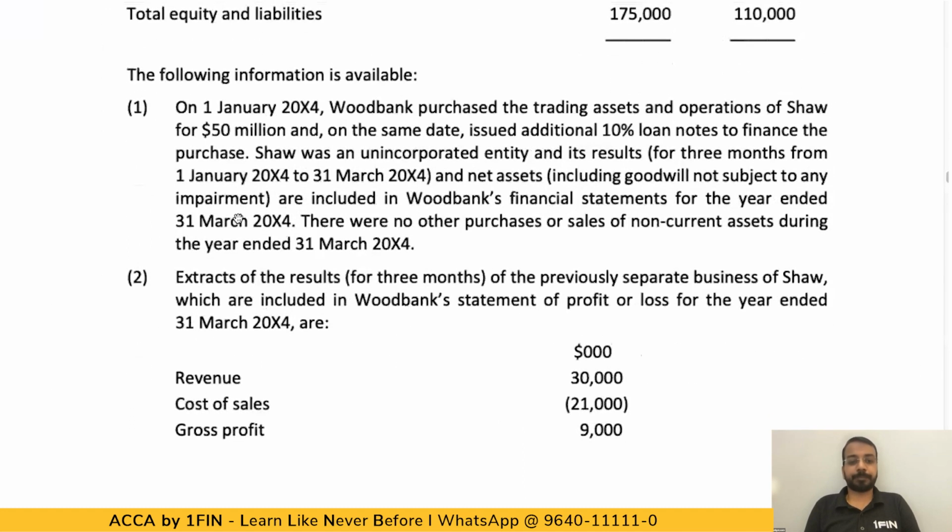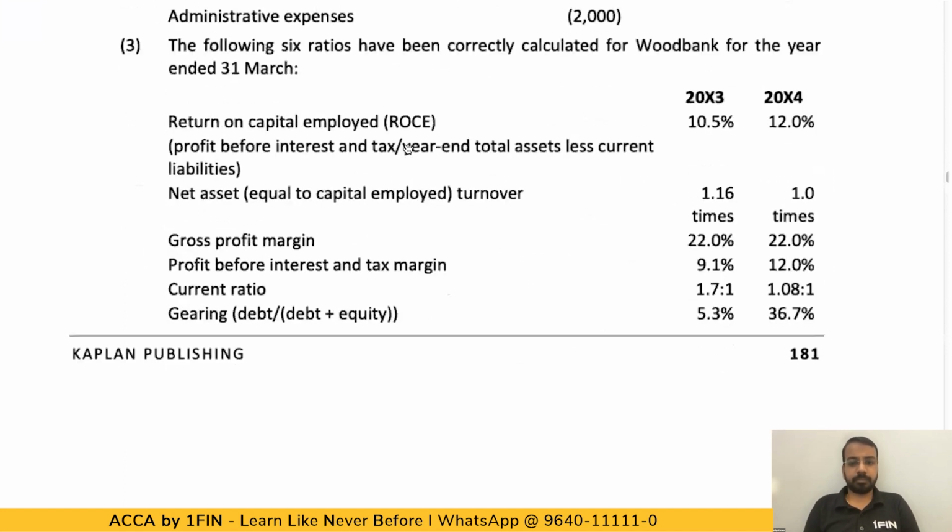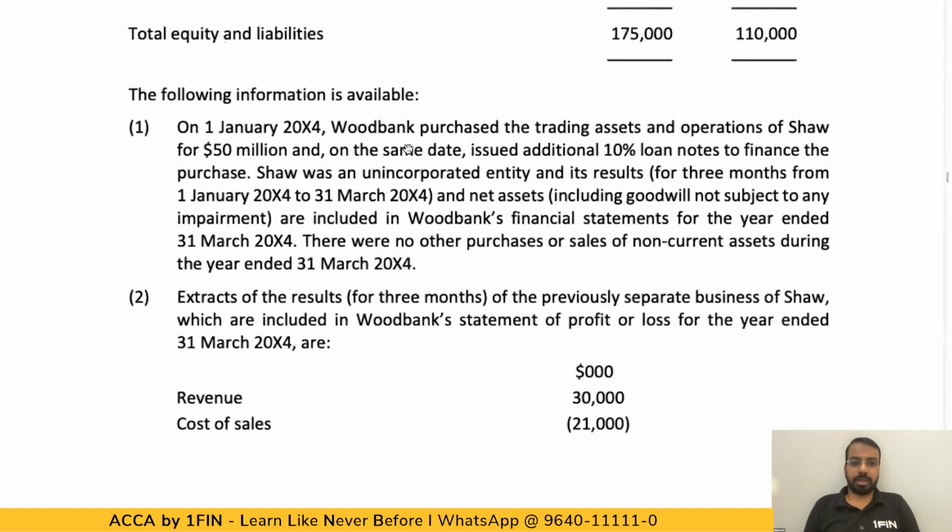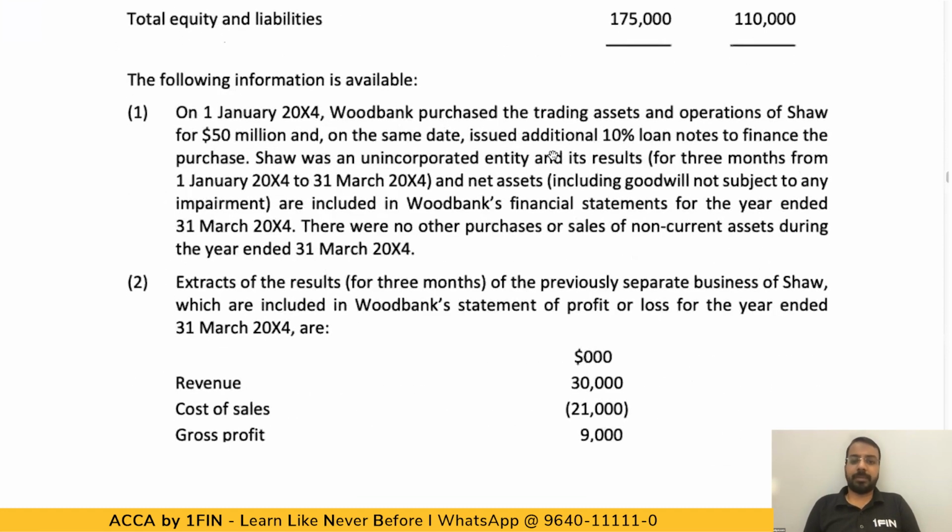Now, on 1st of January, the company purchased the trading assets and operations of Shaw for 50 million. I think I've done this question in the class itself, but still, let's see, there will be some differences as well. On the same date, it issued additional 10% loan notes to finance the purchase. Shaw was an unincorporated entity, and its result for the 3 months period from 1st January to 31st March and net assets are included in the Wood's financial statements.